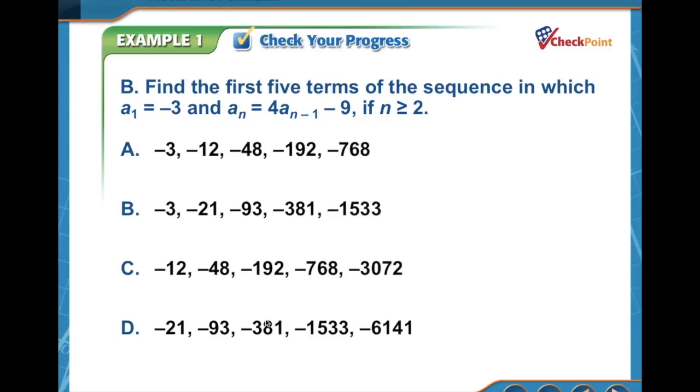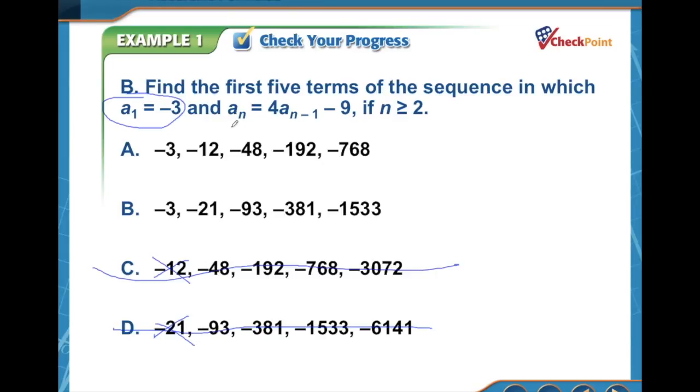Great, so let's look now at 1B. Similar example. They ask us to find the first 5 terms of this sequence when the first term is a negative 3. So here we see first term is a negative 3. Right away I'm looking at my answers. C is wrong because it starts with a negative 12. That's not right. D is wrong because it starts with a negative 21. So those two are already gone.